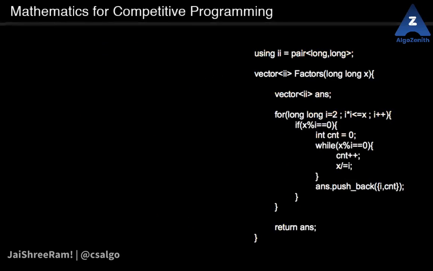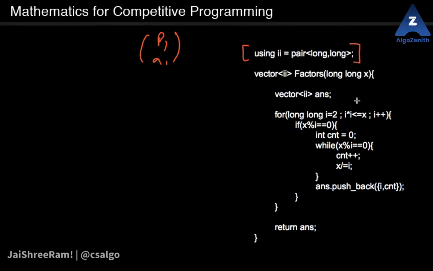So let's say we would like to find the result in the format p1 comma alpha 1, right? For that we'll be using a pair, and we'll be denoting the pair as ii. This is just defining a data type ii, which will store two values.